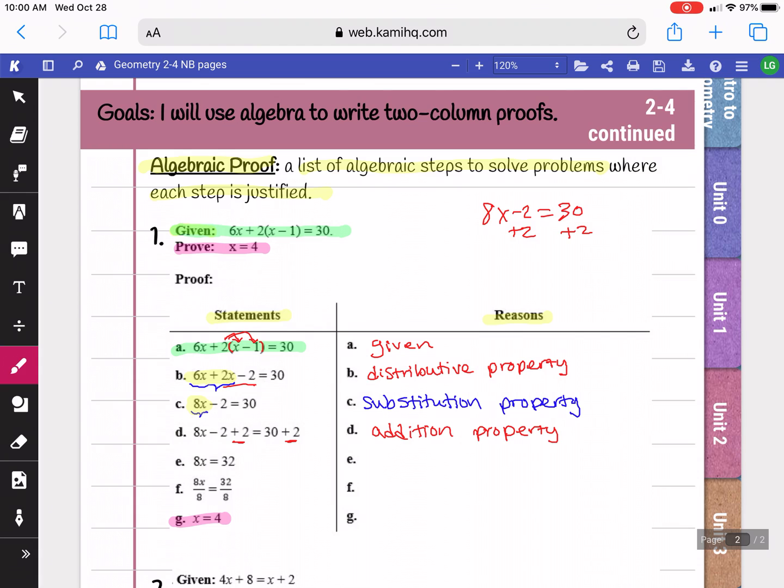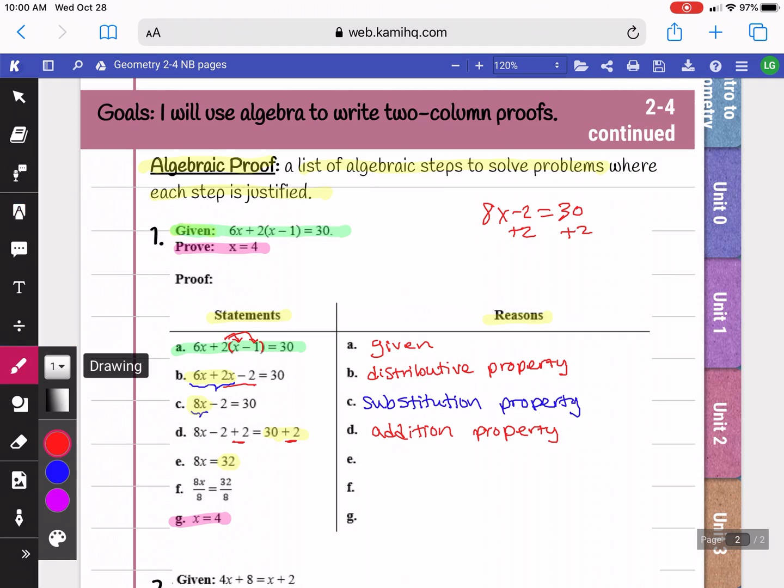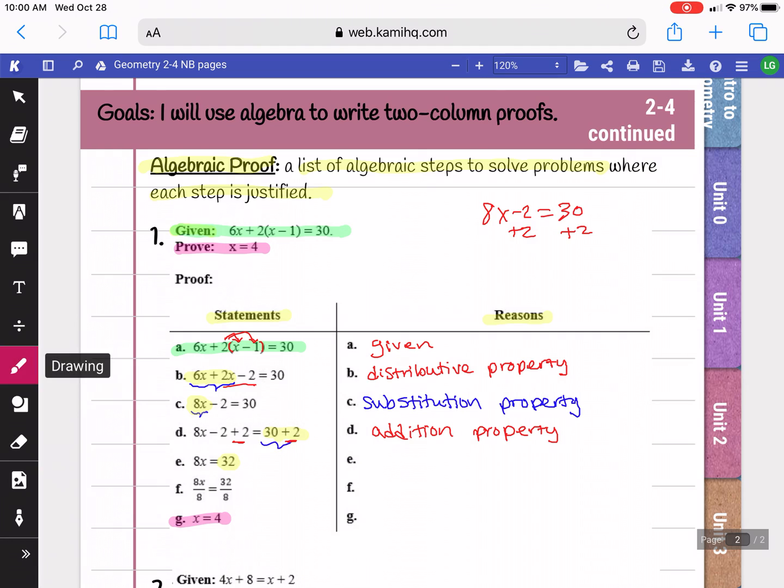And then if you look at the next step, all we're doing is simplifying, okay? So here my 2's cancel. On my other side, if I add 30 plus 2, I get 32. So on this step, they're combining 30 plus 2 and getting 32, and then the 2's cancel. So basically, on this step, they're just simplifying or combining like terms. Remember, when you simplify or combine like terms, you're using the substitution property.